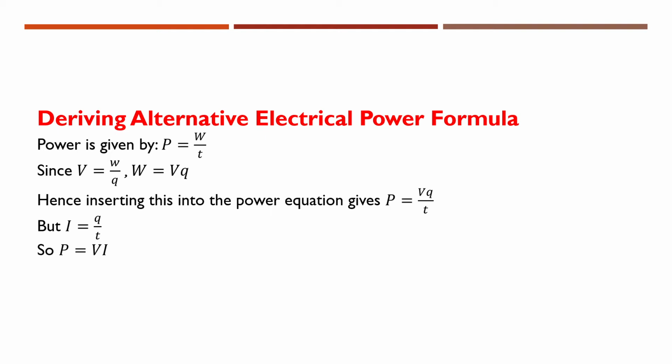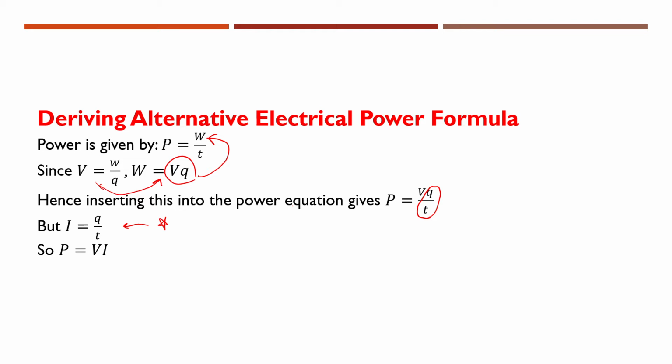So, deriving an alternative electrical power formula. We started off, remember, with P equals W over T, work done over T. And since voltage V is W over Q, work done is VQ if I rearrange this equation. So if I put the VQ in here, it becomes power equals VQ over T. But from our equation sheet, hopefully you remember that I is Q over T. So this simply gets replaced by I. So that's how you derive it.